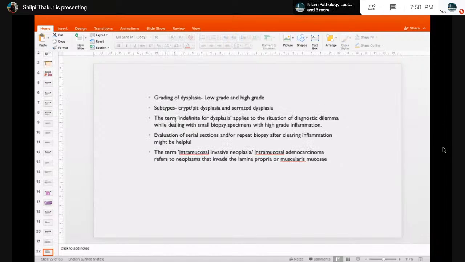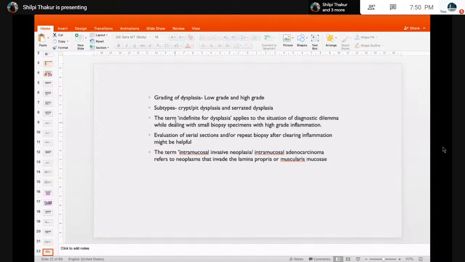So now the term that is indefinite for dysplasia. Where all can we apply this term? It applies to those situations where there is a diagnostic dilemma. When we are dealing with a small biopsy specimen and it shows a high grade of inflammation, we are not sure whether it is having dysplasia or not. We can't straight away say that it is dysplasia, nor can we commit that it is negative for dysplasia. In such a situation, this term has come to our rescue.